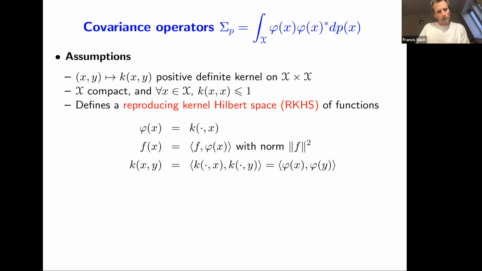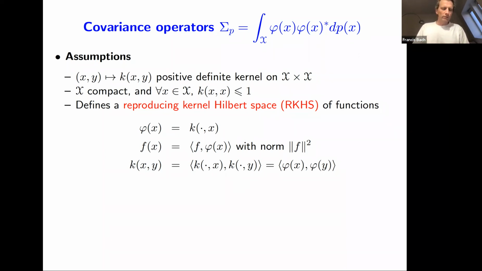To relate the function space to the kernel, you make sure that a single bump, when you take the dot product with another bump, ends up being exactly the kernel. This is the classical reproducing property, and this is the somewhat formal way of seeing those function spaces.